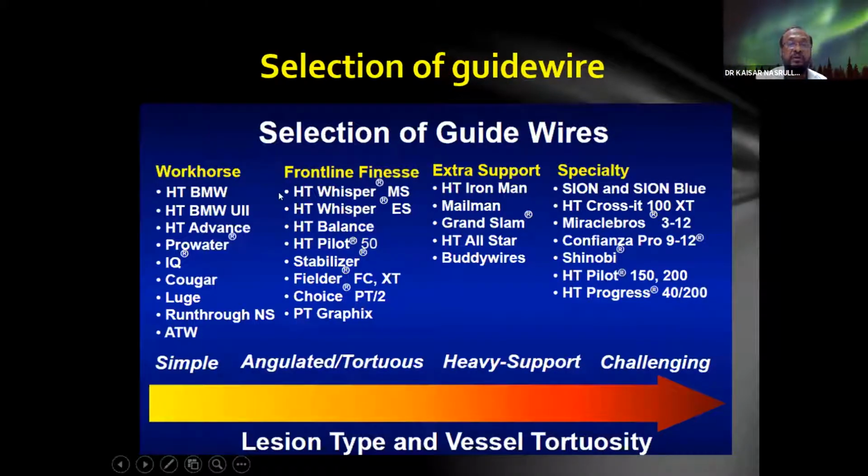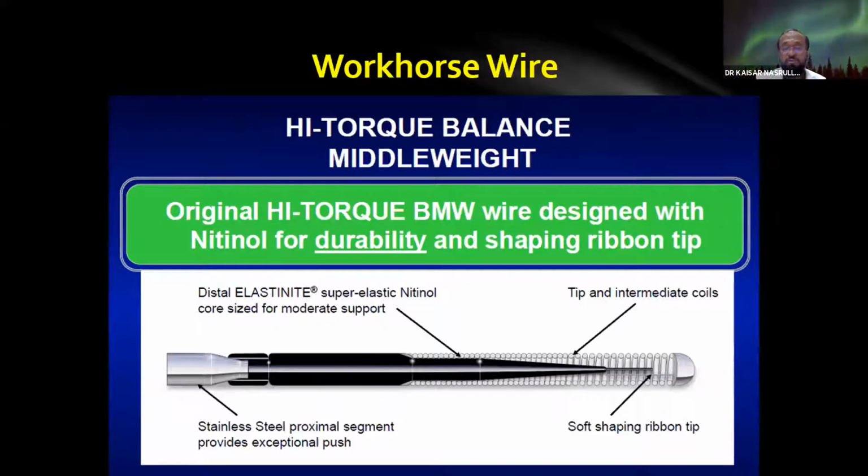So I've already told: workhorse wire BMW or Runthrough; frontline finesse, slippery wire, Whisper, Pilot; extra support to track the device, Ironman, Grand Slam, or Ulster. And specialty wires are CTO wires, like Miracle Bros, or Ultimate Bros, or CrossFit, or Gaia. So this is the common workhorse wire which I use for my 90% of interventions, BMW wires.